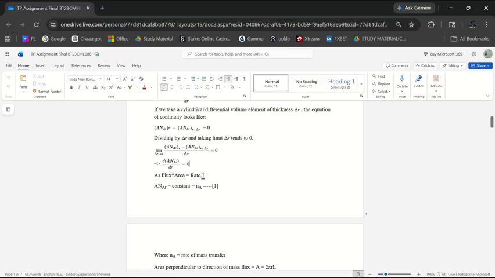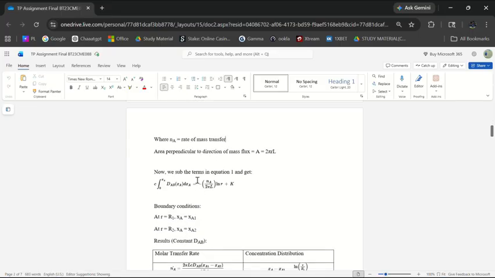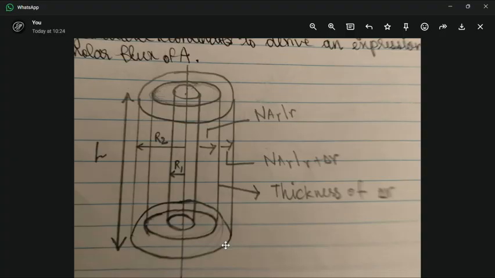We know that flux times area gives us rate, and we also know that A NAR, which is the mass coming into the shell, is equal to NA, which is the molar rate of transfer. Here, as I have written, NA is equal to the rate of mass transfer. Now the mass flux direction is radially outward, so the area perpendicular to it will be 2 pi R L, whatever the radius R.